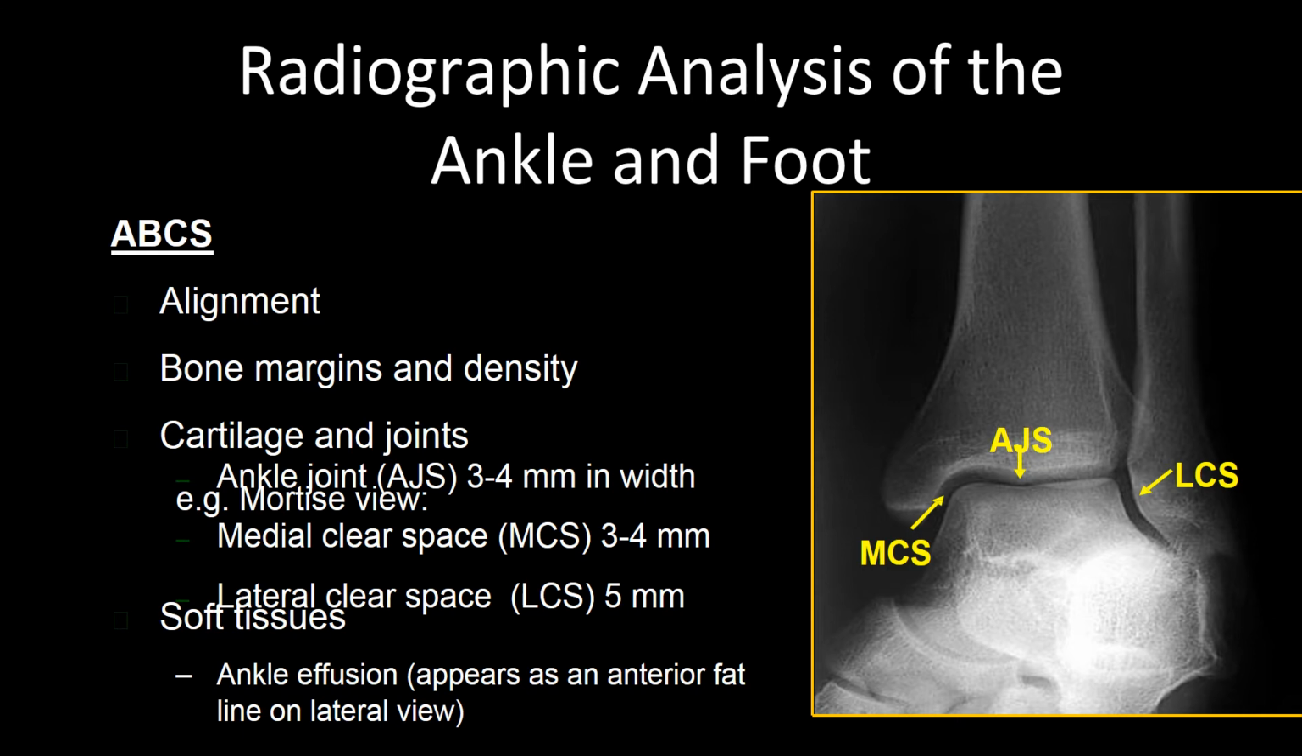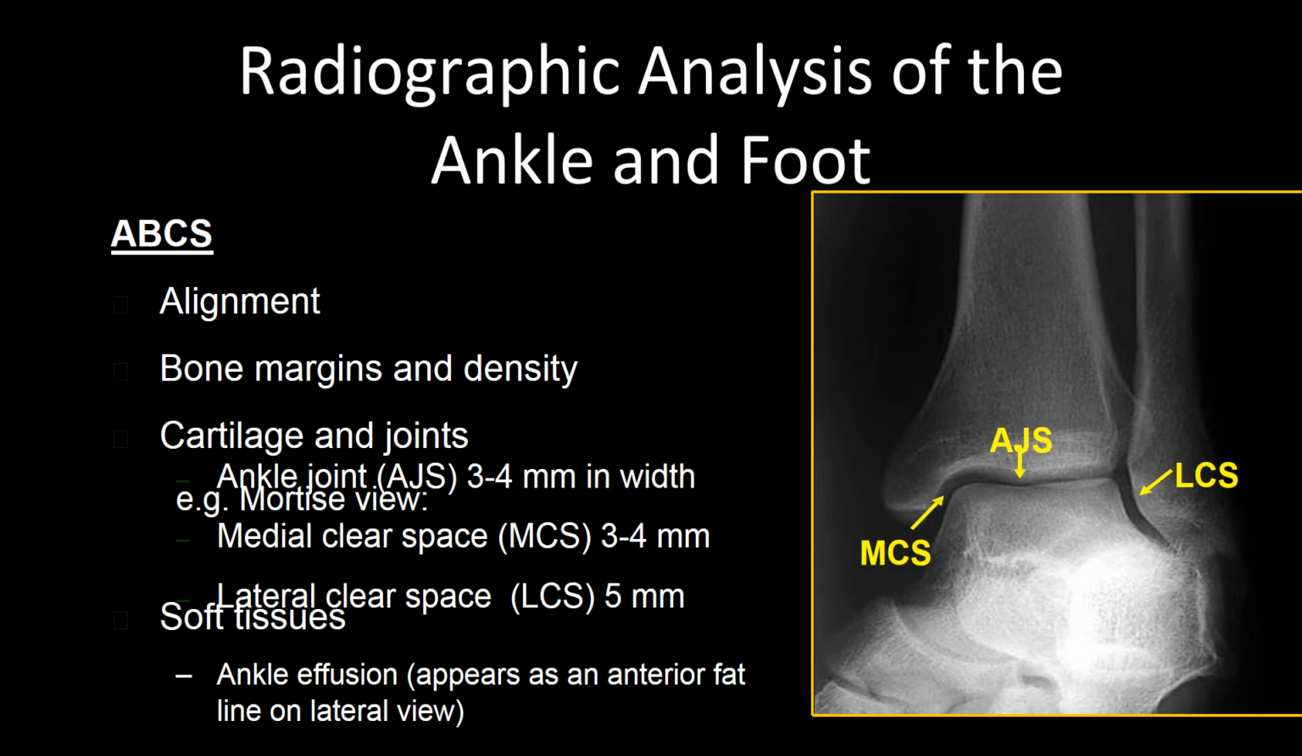Specific to the ankle joint itself, you're going to see a couple of different pointed out structures in the image. We have the actual ankle joint. Typically, we want to see about 3 to 4 millimeters in width. Remember that the mortise view is going to give you the best view of that actual mortise joint. There's a medial clear space, denoted by MCS on the label, that's about 3 to 4 millimeters, and there's also a lateral clear space, which is about 5 millimeters.